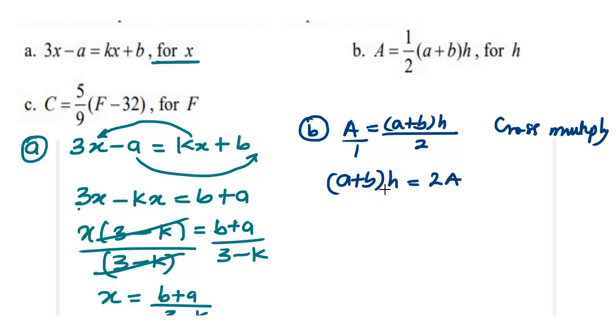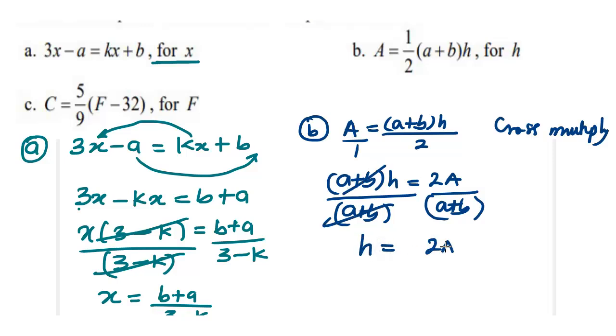We don't have it, so we divide both sides by the term that is multiplied by H. Some people will call it the coefficient of H, and that is A plus B. So we divide by A plus B. This cancels this, so H will now be 2A over A plus B. So that's the subject of the formula.